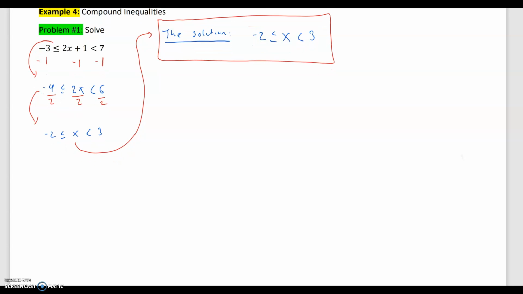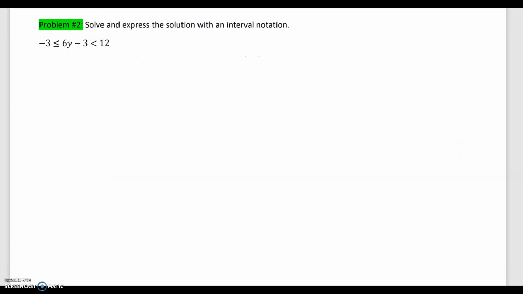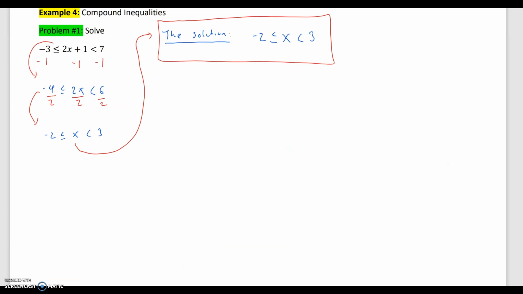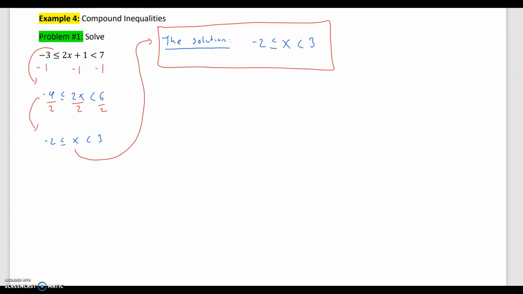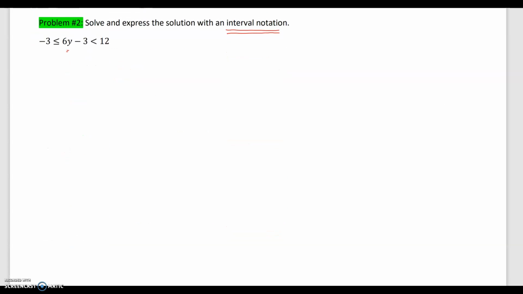Let's move on to problem 2. Okay, problem 2 actually has a y as a variable, and they also want us to express a solution with interval notation. Notice that the previous one only wanted a solution, so that was it for this one. It didn't want the interval notation or the set builder. And in order to solve this one, let's start by adding 3 to all parts of the inequality.